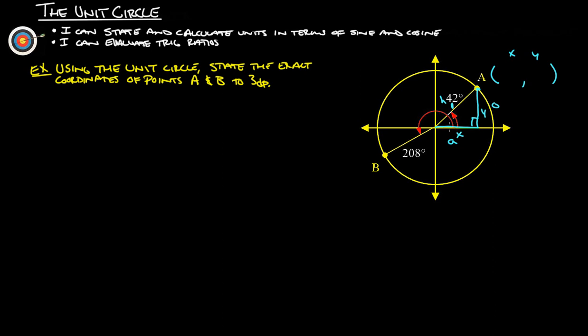So if we want to know what this x length is, that's adjacent, and we know the hypotenuse is 1. So adjacent and hypotenuse from SOHCAHTOA.